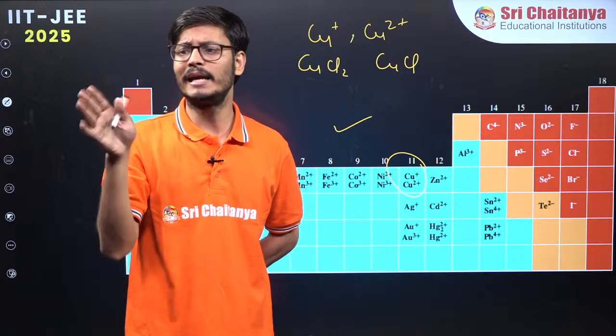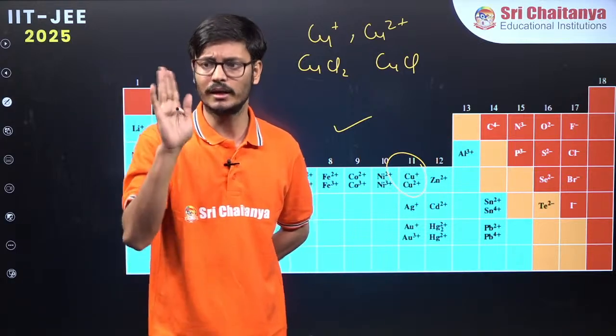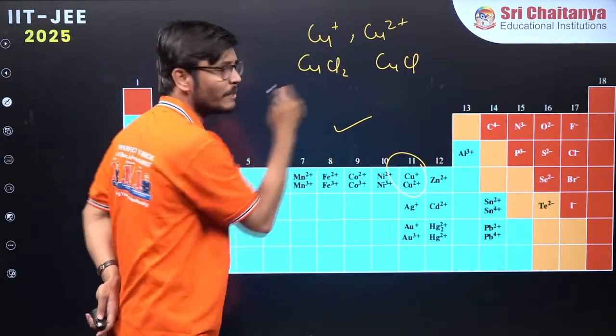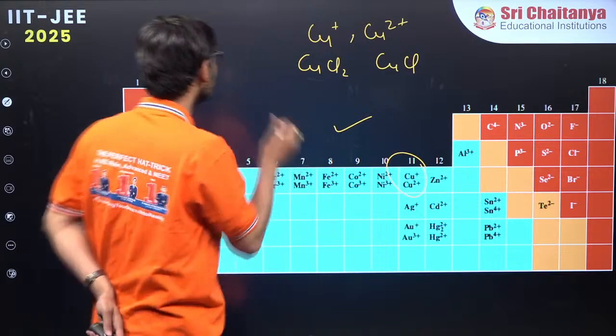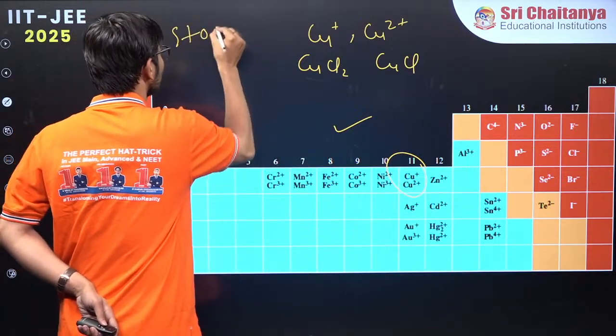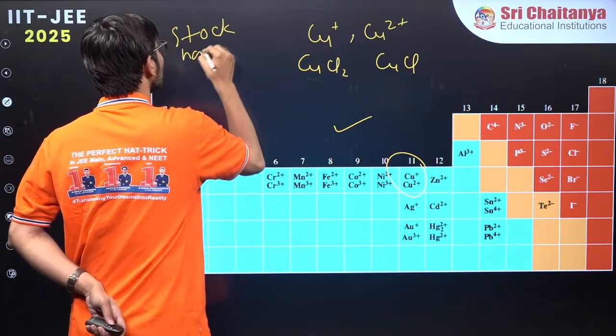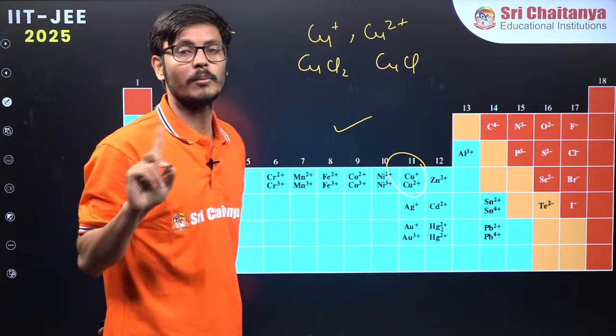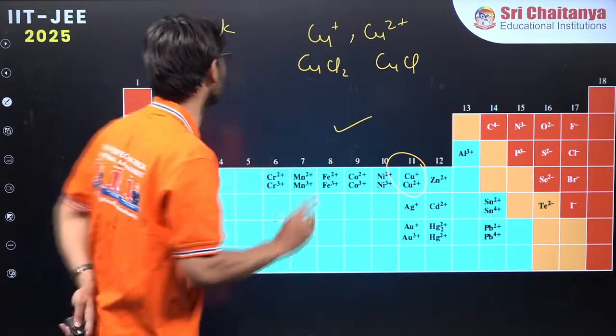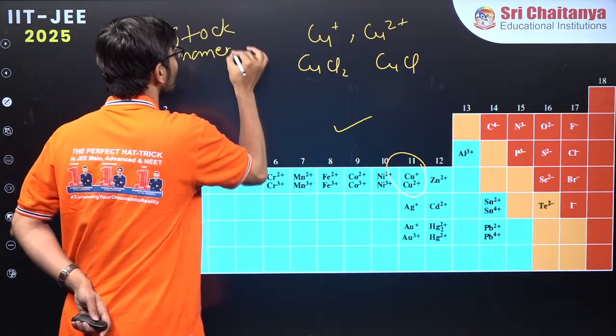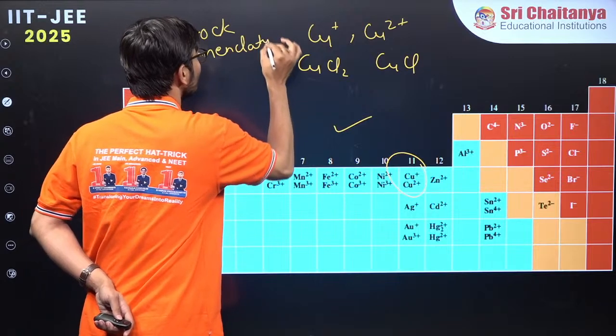I'll come to that. Why 8? I'll come to that, beta ji. Don't worry. What is the name of this? So remember, this is called stock nomenclature. Not Stark, I'm not talking about Tony Stark. I'm saying stock nomenclature. So what is stock nomenclature?